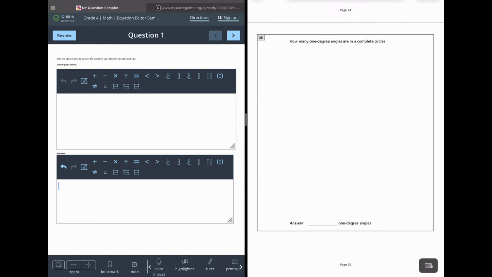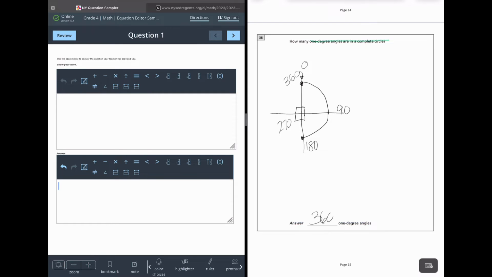How many 1-degree angles are in a complete circle? Ooh, okay, so you might already just know 360 degrees in the circle, or you might have to draw it. So I'm going to start from here at 0. From here to here is 90, plus another 90 because I'm drawing right angles. This was 180, plus another 90, that's 270, plus another 90 is 360 degrees when I get back over here.